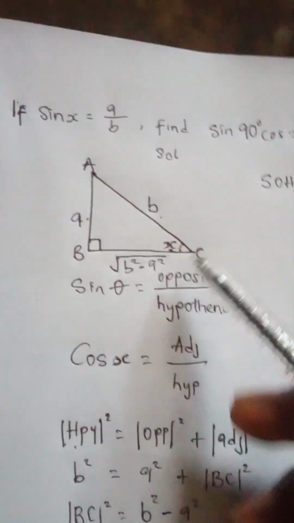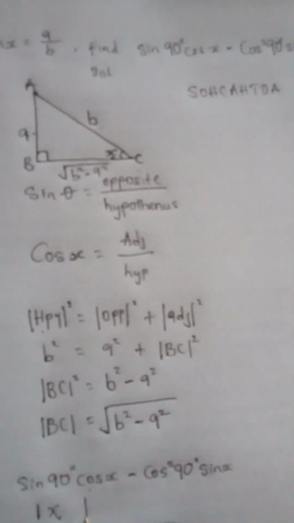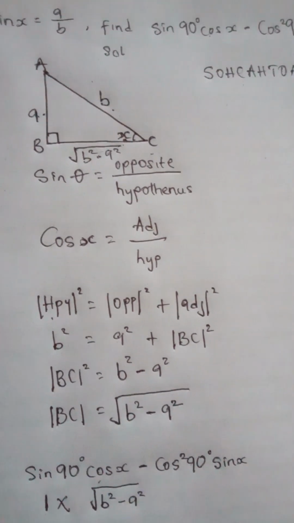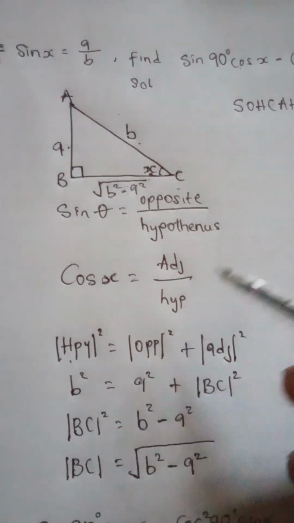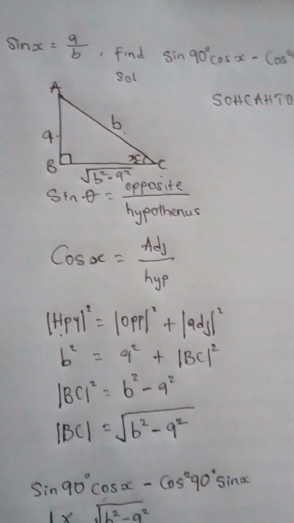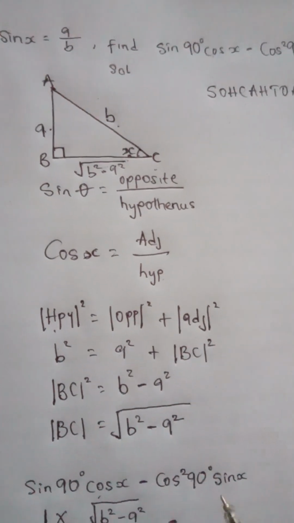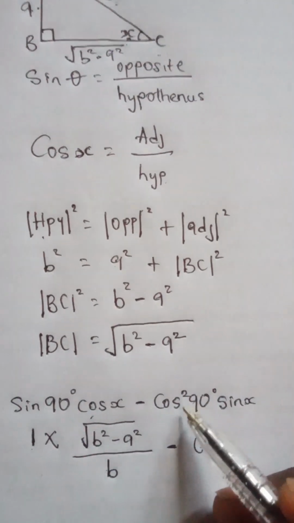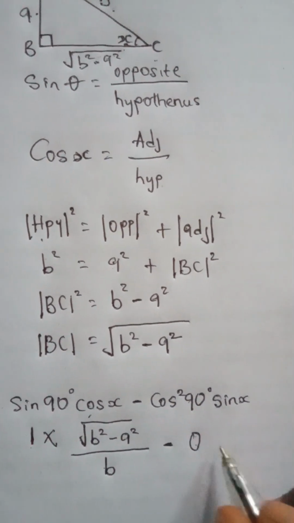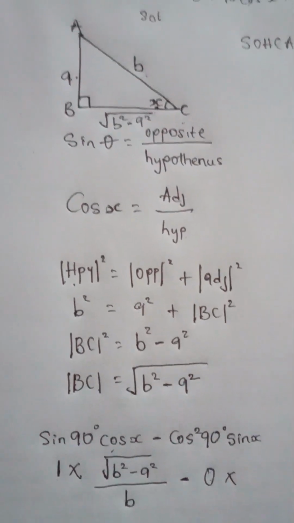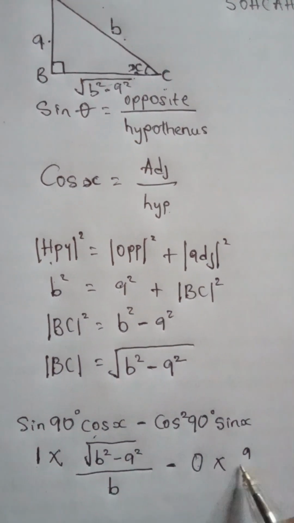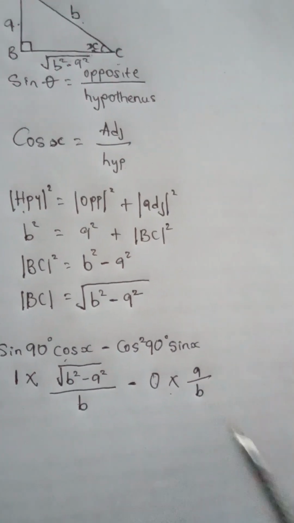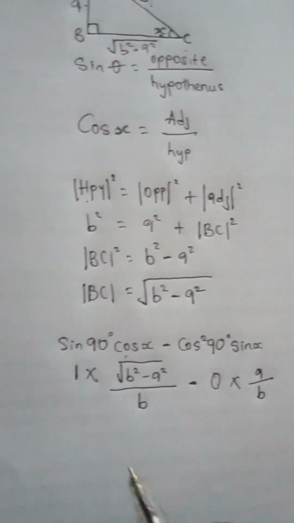So the adjacent from the diagram here will be the square root of b squared minus a squared all over the hypotenuse, which is b, minus cos 90, which will be 0. Cos 90 will be 0. So times sine x, which is a over b. So from here now, since 0 is multiplying, this thing is already cancelled. We are left with this.